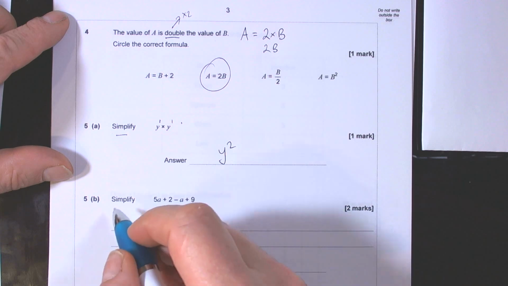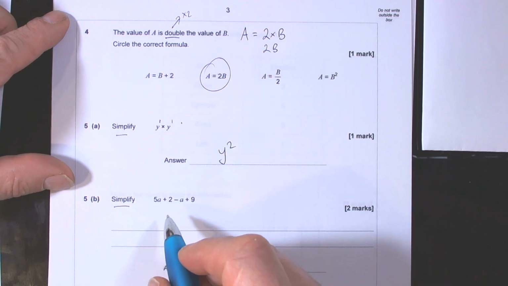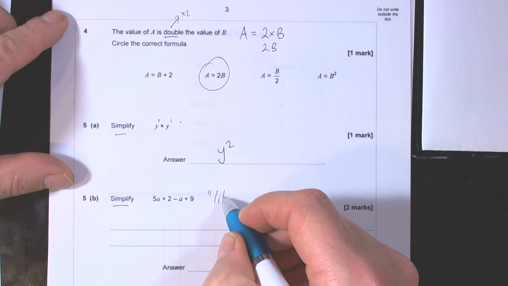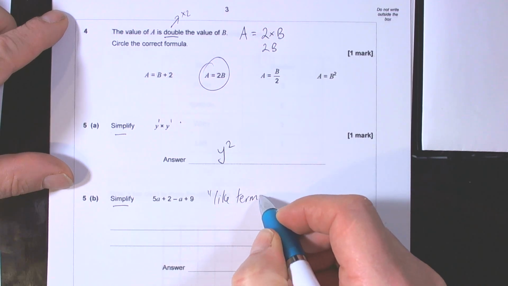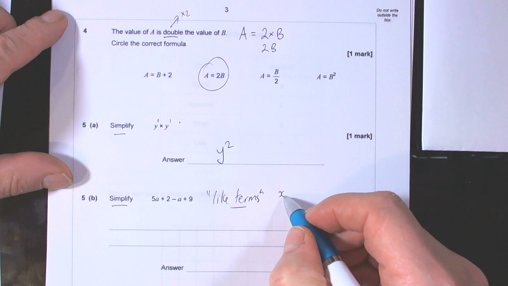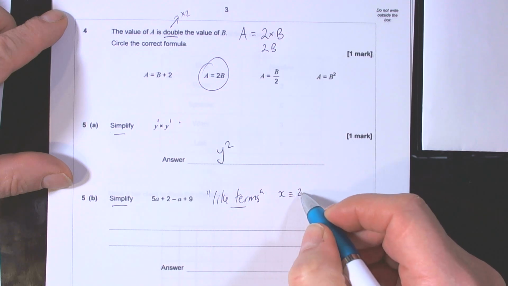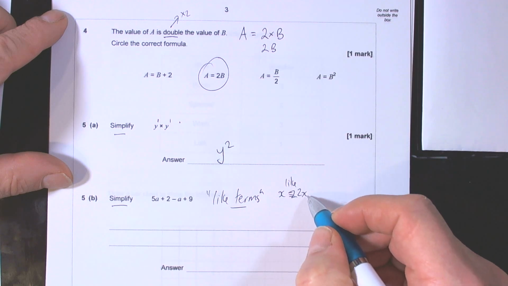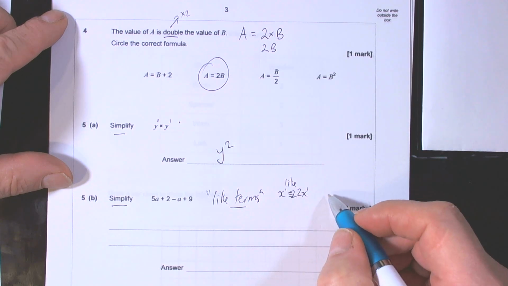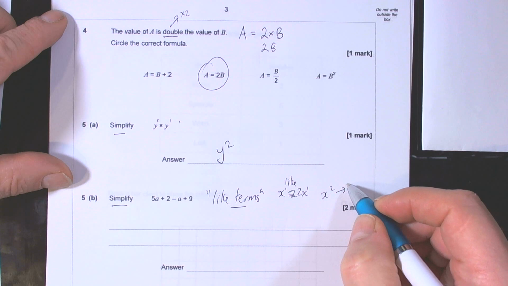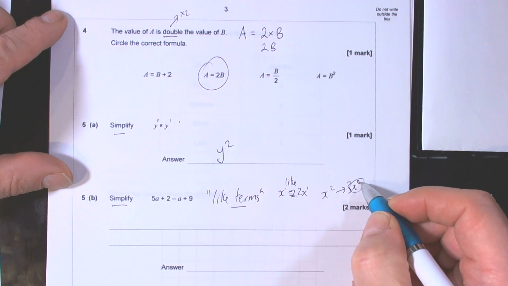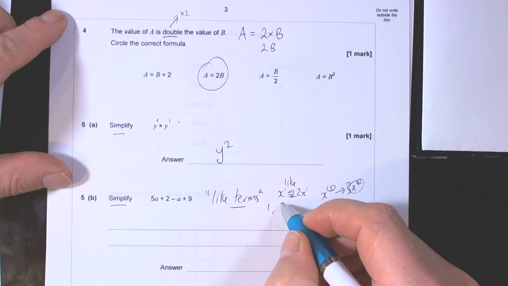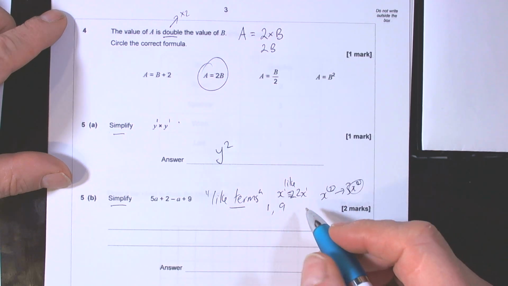Simplify, again, write less, so we look at these terms and see if there are any like terms. And like terms are things like x, which is equivalent to 2x, because they're all about power 1s. x squared, again, power 2s, so they're like terms. Numbers on their own, so 1, 9, they're like terms because they're just numbers.